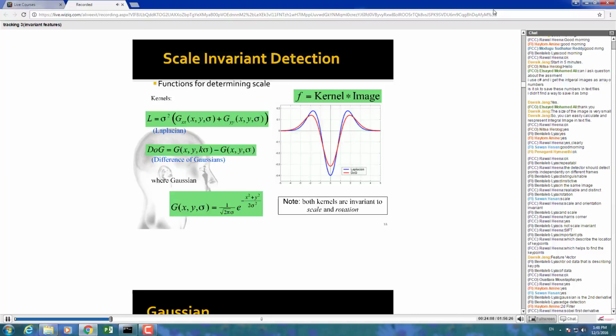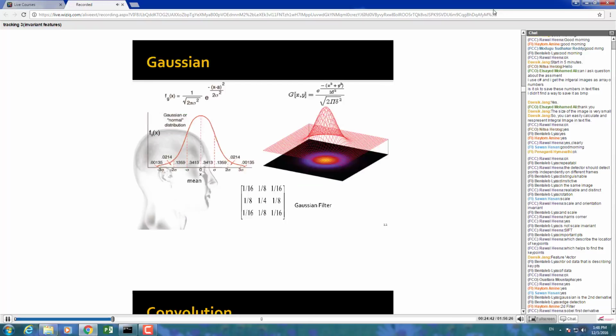So Laplacian of Gaussian means we are applying a Gaussian filter first, and then we are applying Laplacian. This red and blue graph shows the Laplacian of Gaussian. By the way, DOG is difference of Gaussian. If we subtract two different levels of Gaussian image, then the result is almost the same as Laplacian.